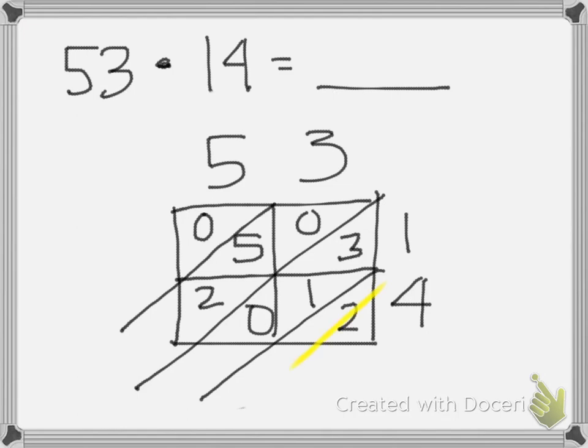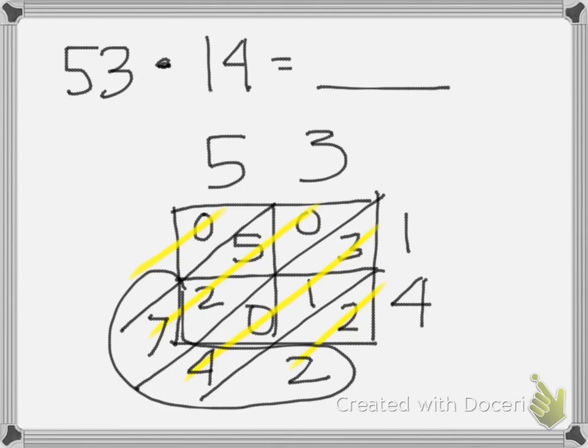So let's start with this one. 2 plus nothing is 2. 3 plus 1 plus 0 is 4. 0 plus 5 plus 2, 7. And of course 0 plus nothing is, well, nothing. So you don't need to write anything if it's in that spot. You're left with this number right there. And that is what you record as your answer. 53 times 14 equals 742.